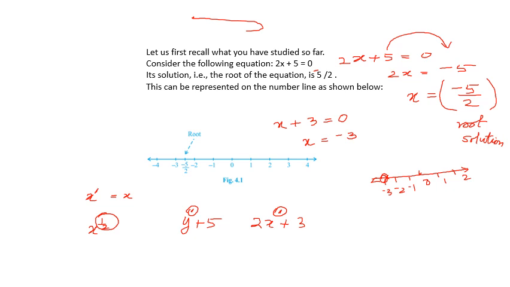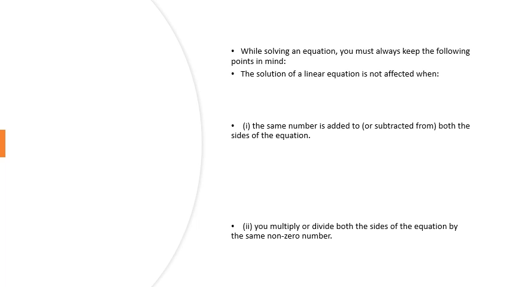Now let us move on to the next slide. While solving an equation, you must always keep the following points in mind. What is the first point? The solution of a linear equation is not affected when the same number is added to or subtracted from both sides of the equation.